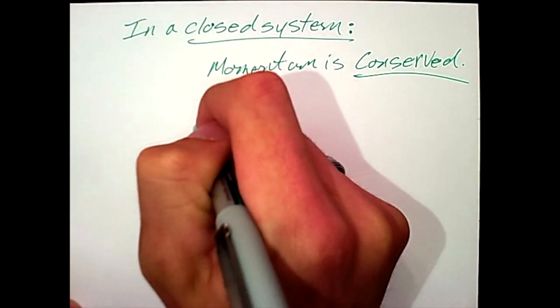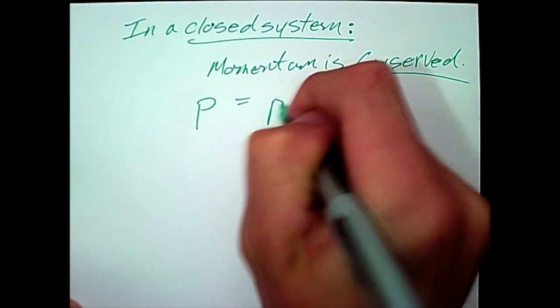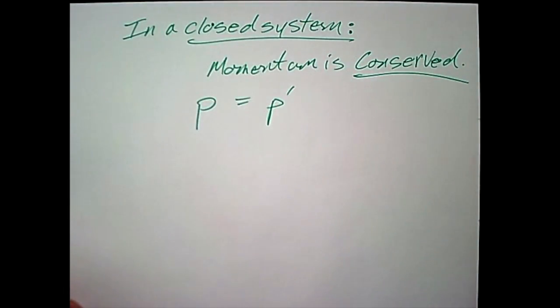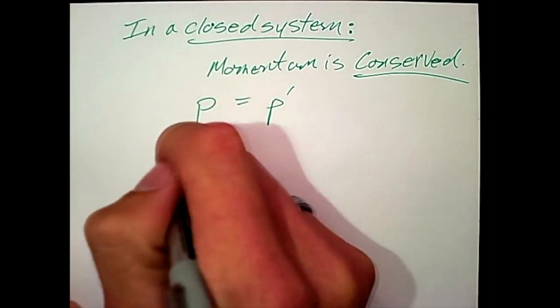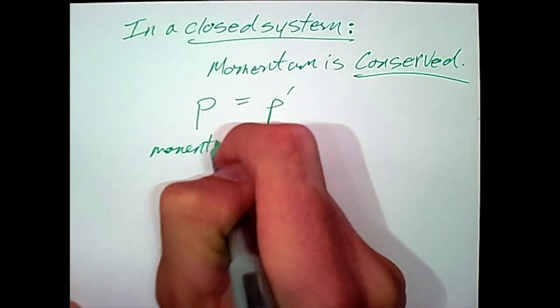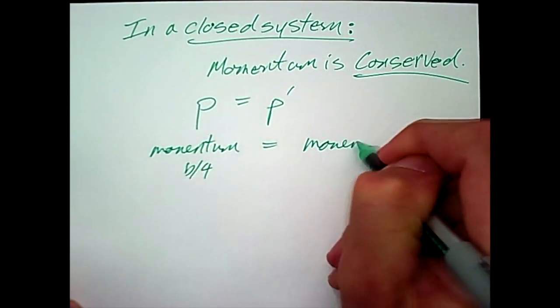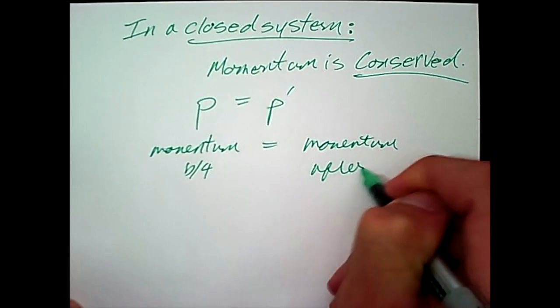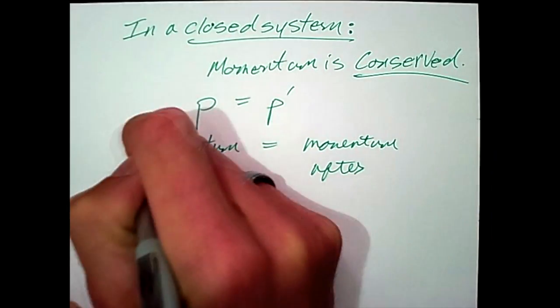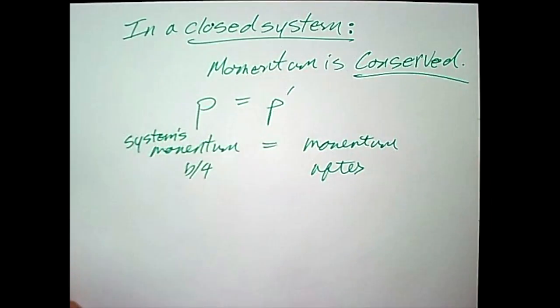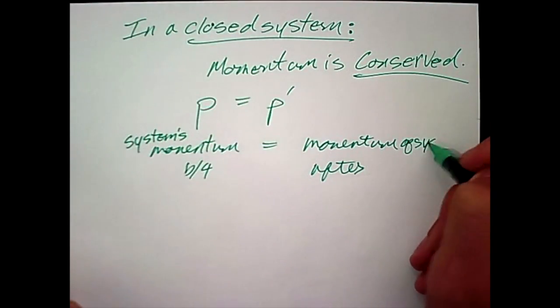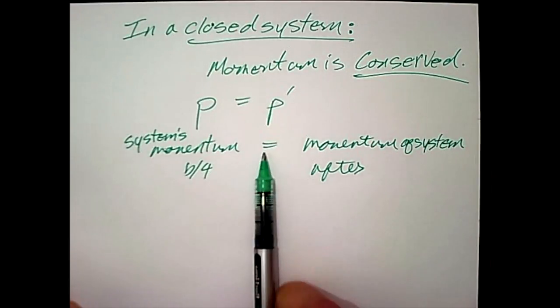Notation-wise, we think of it like this: P equals P prime. Now, it's true that we do use the prime notation in calculus to define derivatives, but here we are simply describing the momentum of the system before equal to the momentum of the system after. Right, but it's important to note that this is the system's momentum, and this is the momentum of the system after whatever interaction happens at this equal sign, not the individual objects within that defined closed system.